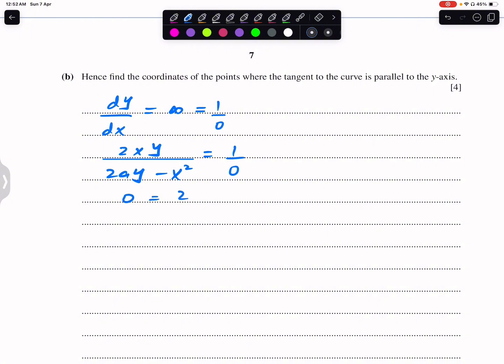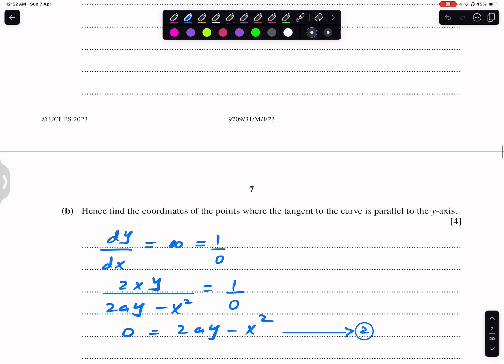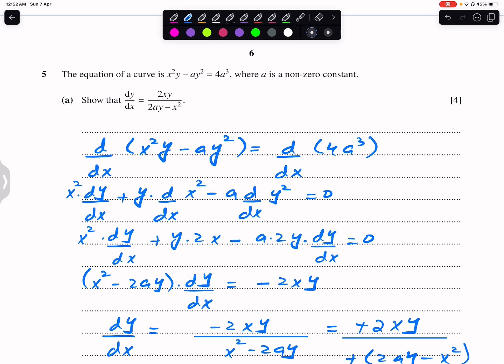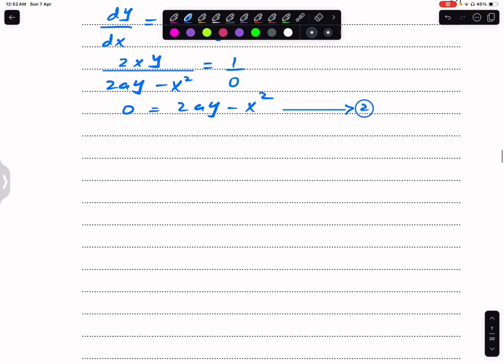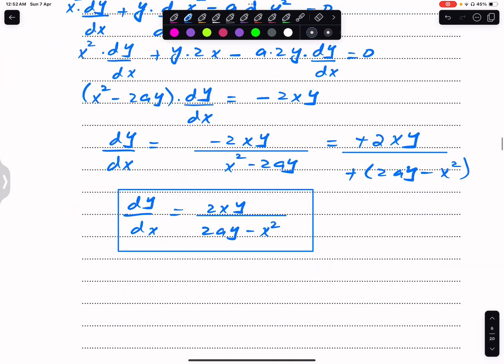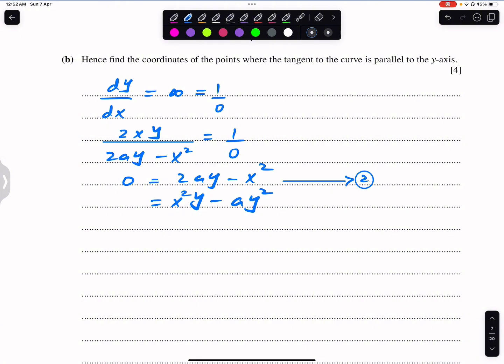0 is equal to 2ay minus x square. Call it equation 2. And now the first equation is your actual question. So look at your original equation in the question, and that was x square y minus ay square equals 4a cube. This is your equation 1. So now students, you will be solving these two equations to find the values of x and y.